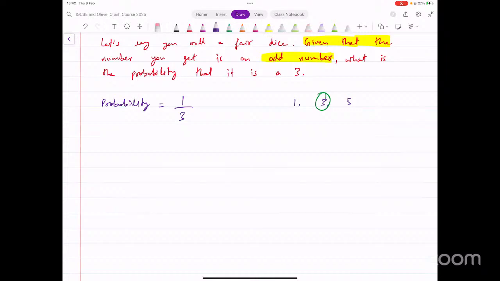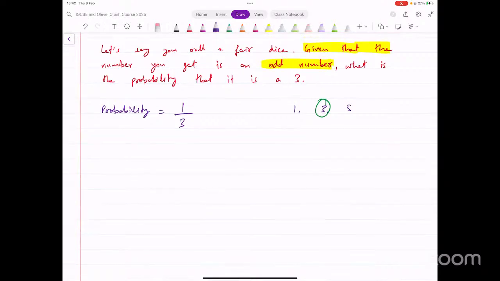This type of probability is known as conditional probability. So we have a condition given, and using that condition, we have to find some probability. Okay, this is conditional probability. Make sense? So in this case, what happens is the total possible outcomes, that number changes. So it's not 6 anymore, it reduces to 3 in this case.